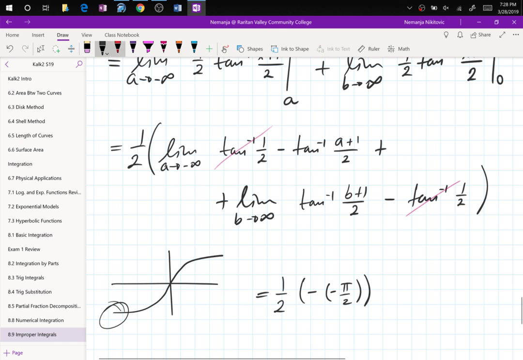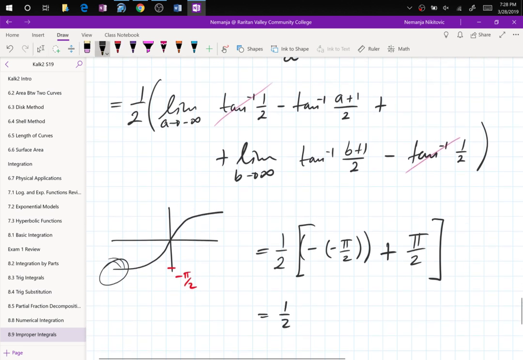Why 2 negatives? One negative is already in the problem. That's the first negative. And then this answer here is negative pi over 2. So you get 2 negatives. And then we have plus from the problem. And then we have tangent inverse of positive infinity, which is positive pi over 2. Well, this is equal to 1/2 times pi over 2 plus pi over 2, which is pi over 2. Convergent.